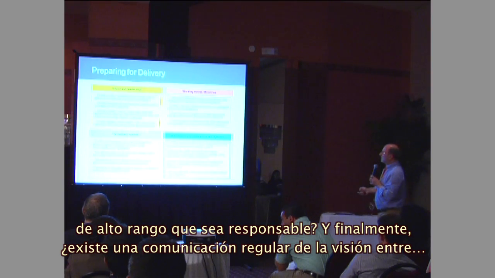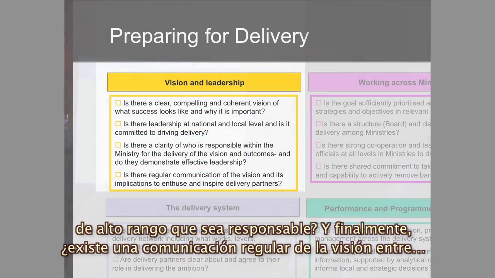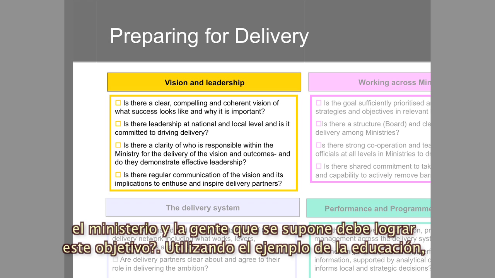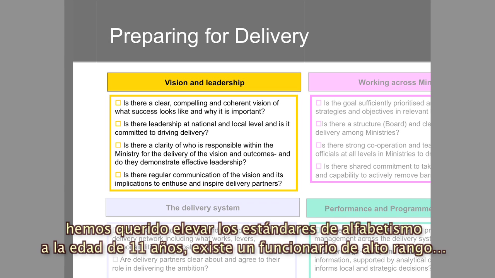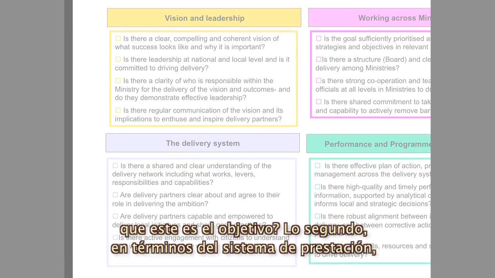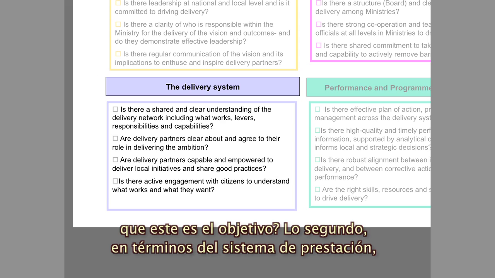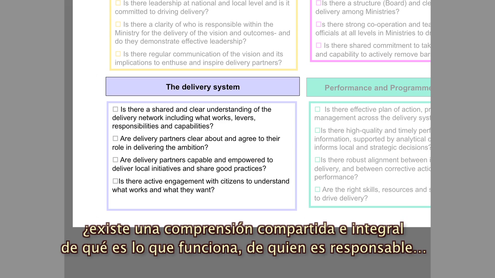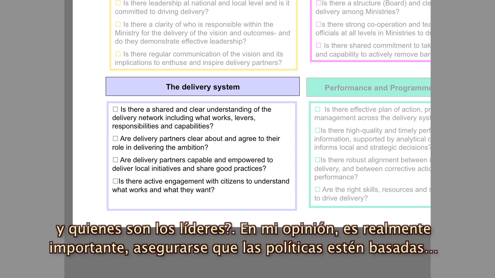And finally, is there regular communication of the vision, all right, between the ministry and all the people who are supposed to do something about it? Using the education example, we wanted to raise standards of literacy at age 11. There was a senior official who was responsible for it. Had we communicated to all of our schools, all of our parents, and all of our communities that that's what we wanted? The second, in terms of the delivery system: is there shared understanding throughout of what works, who's responsible, and what the levers are?